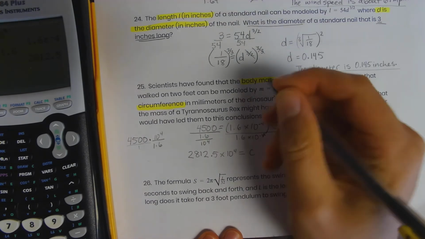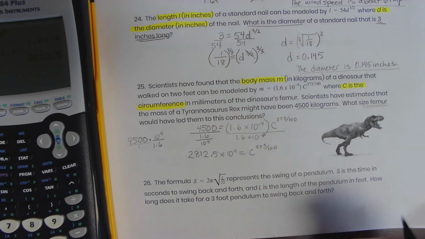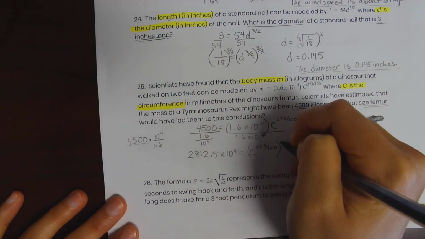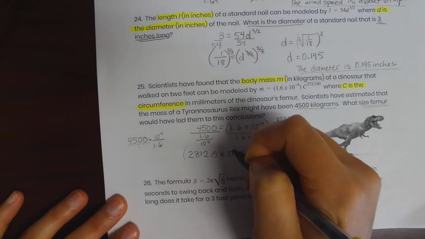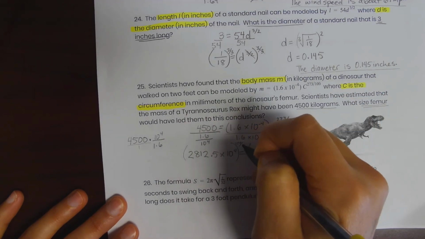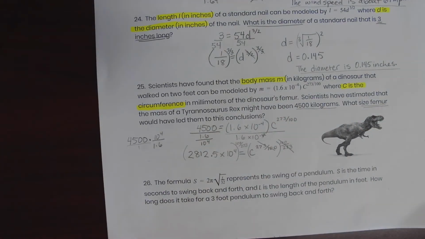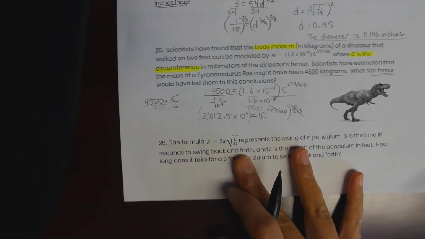C to the 273 over 100, and then we multiply by the reciprocal of that exponent. So it's 100 over 273, 100 over 273. Honestly, you could just leave it like that. Okay, next one.